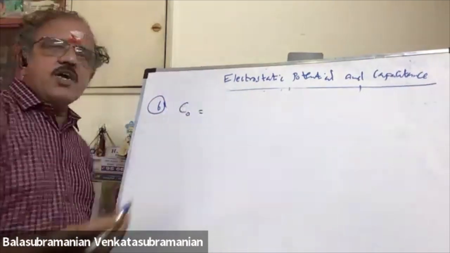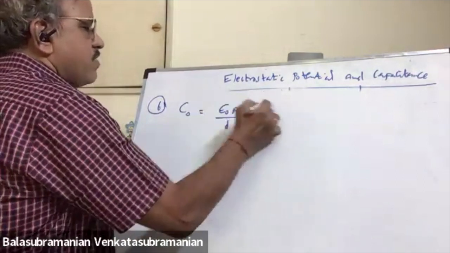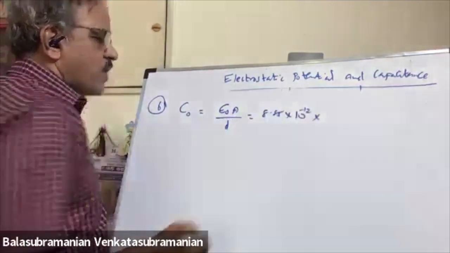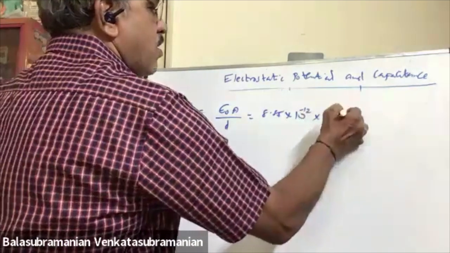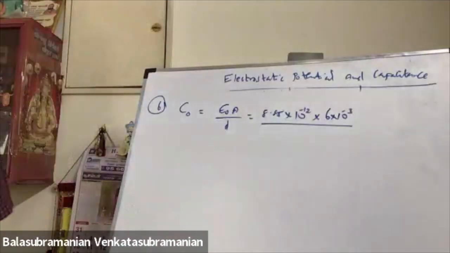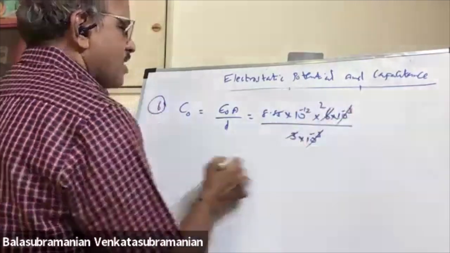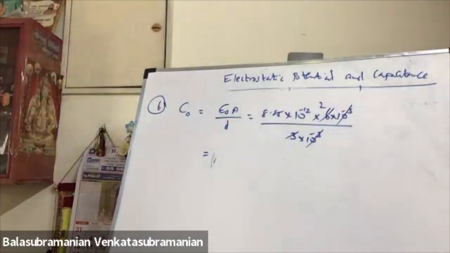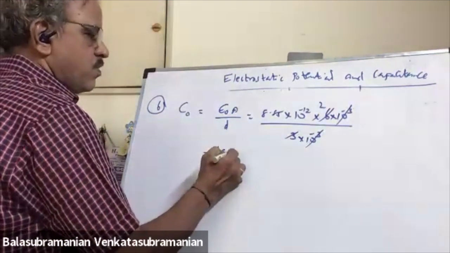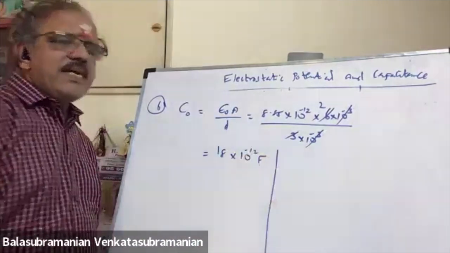C air, C naught, you can put either, no problem. Epsilon naught A by D. Epsilon naught is 8.85 into 10 power minus 12, area is 6 into 10 power minus 3, divided by the distance of separation, 3 millimeter, that is 3 into 10 power minus 3. 2 times, cancel, 8.85 into 2 is 17.6, nearly 18, into 10 power minus 12 farad, or 18 picofarad.